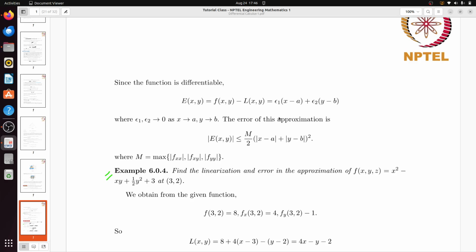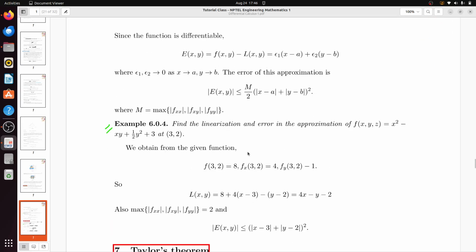absolute error |E(x,y)| less than or equal to M by 2 times the bracket (mod of x minus a plus mod of y minus b) whole square, where M equals the max of these second order derivatives. So for the error of approximation, you remember, it will be a second order term. Since you are approximating linearly, your error will be a second order error.